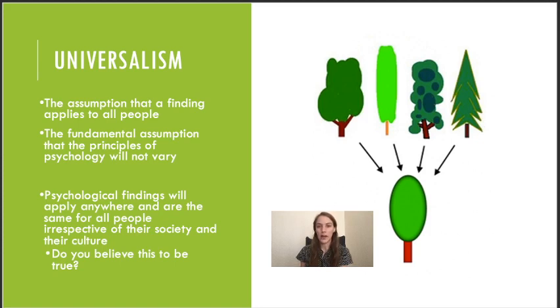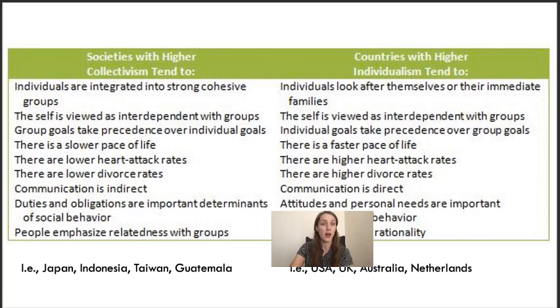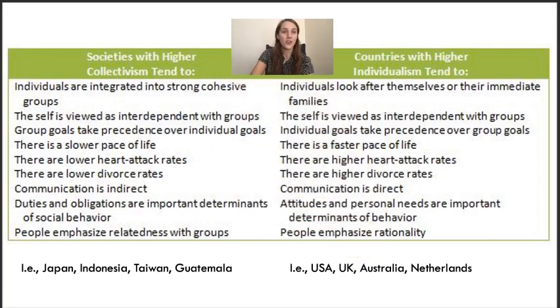So I kind of gave away our last point here. Universalism is that psychological findings will apply anywhere and will be the same for all people, irrespective of society and culture. So I beg the question here, do you believe this to be true? We might be able to even think of some instances right off the bat where it's maybe not true, all right? So this is a comparison between collectivist and individualistic societies. This is a social psychology or a sociology idea here, that we have cultures that are inherently different on a set of characteristics.